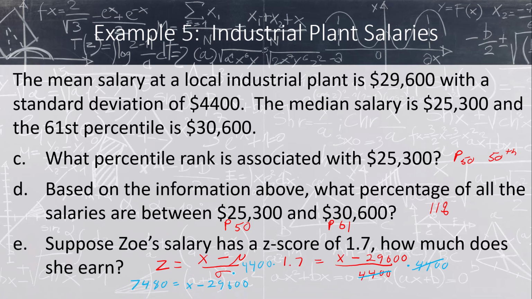Okay, remember we're trying to solve for x. We want to get x by itself. To do that, we need to get rid of this. To get rid of that, all we need to do is add 29,600 to both sides. Okay, these will cancel. And we will have that x is equal to $37,080. That will be our answer for Zoe.